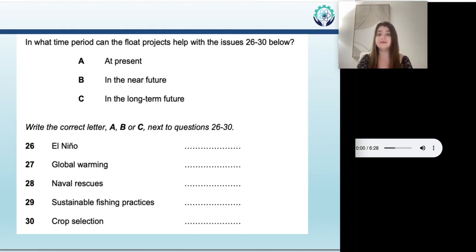Kind of like with our reading, it's not our opinion on this, but according to the reading, was this true or false, or was it not given? Was it not talked about? It's kind of like that here, where according to what we listened to, according to our audio clip, in what time period can these floats help us? And so when they mention that, we have to be alert, and we have to write our answers in here. So there's those three main things that they're going to be testing us on.